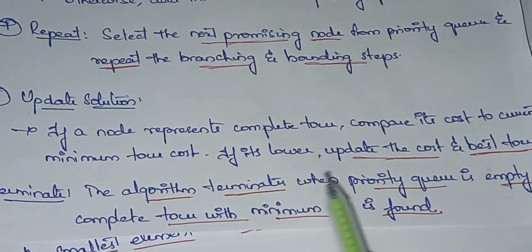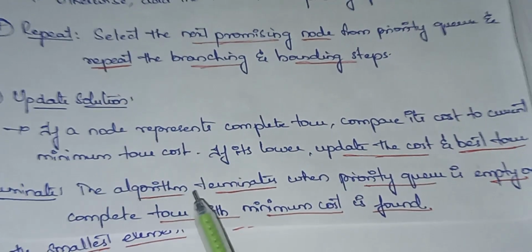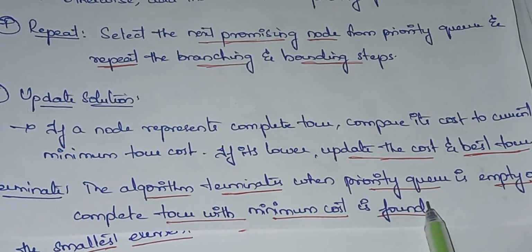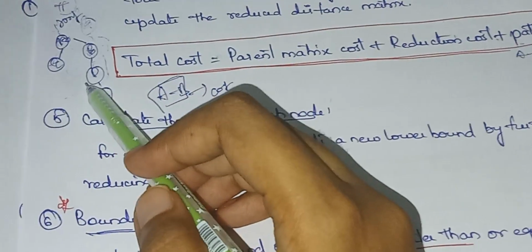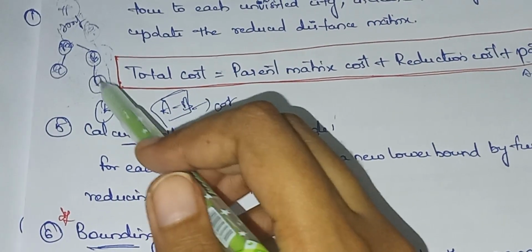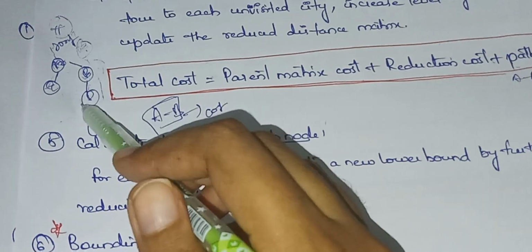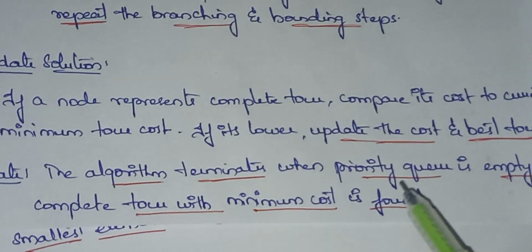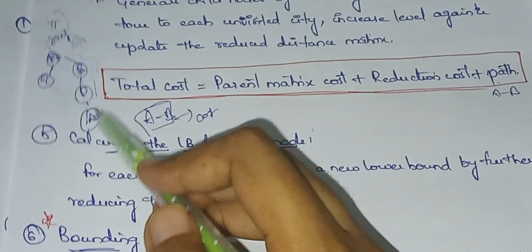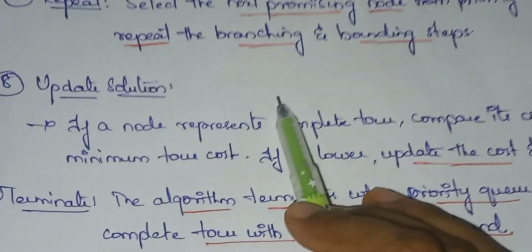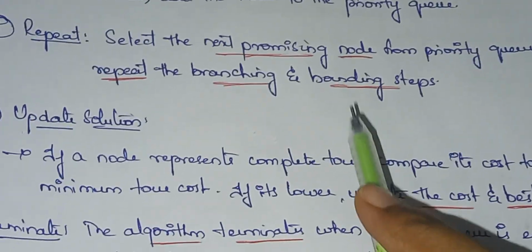The algorithm terminates when the priority queue is empty or a complete tour with minimum cost is found. So this algorithm runs until the entire priority queue is empty. You are choosing each and every node that has the least bound and including it into the search tree and building a tour. Once all these nodes from the priority queue are emptied, or once a complete tour with the best minimum cost is built, then this algorithm stops. So that is where the algorithm terminates.